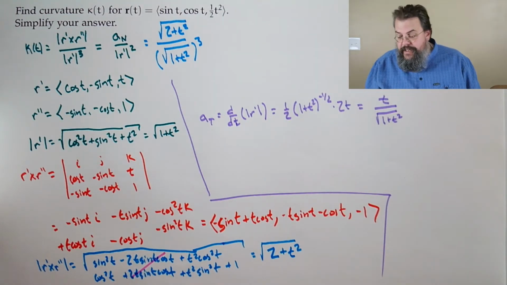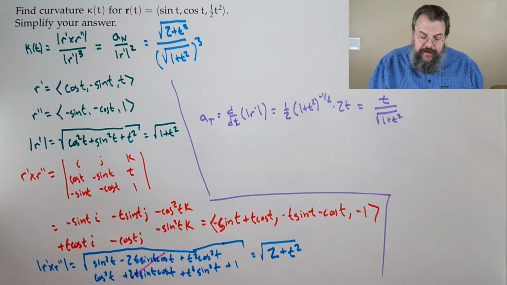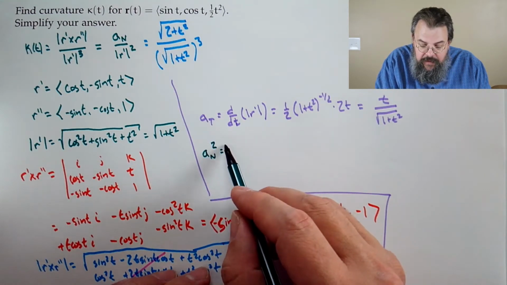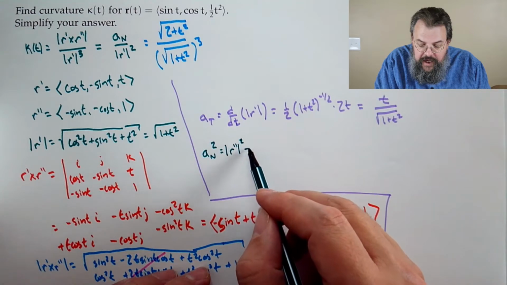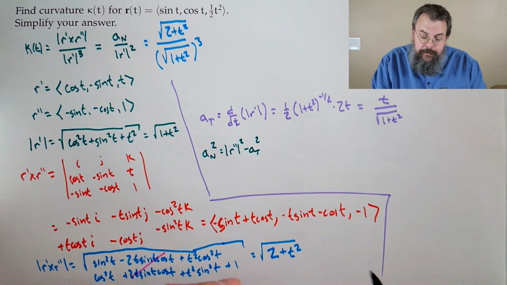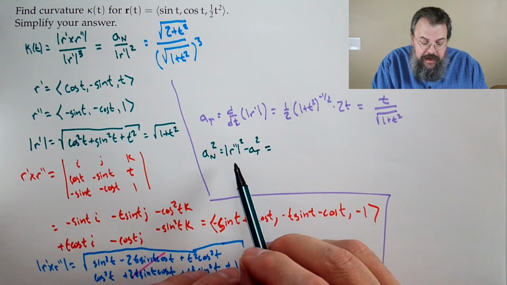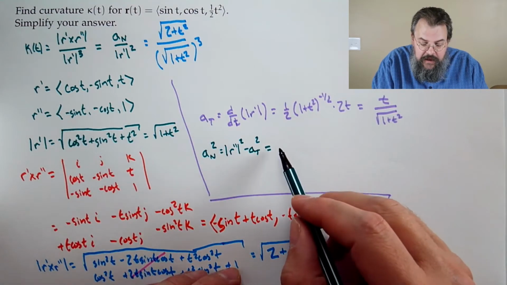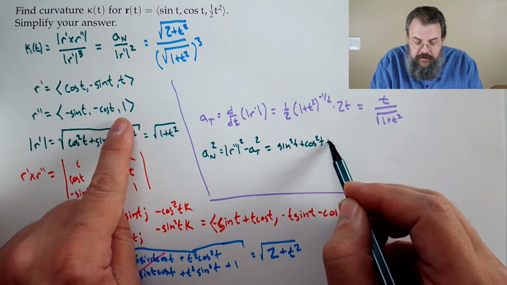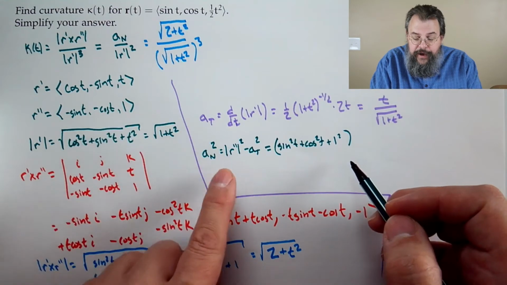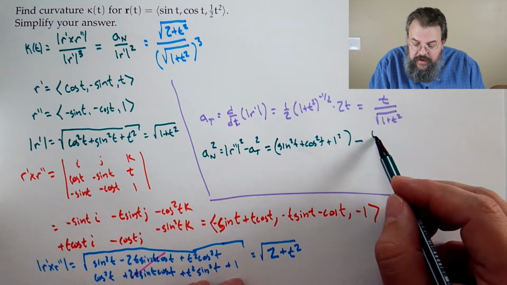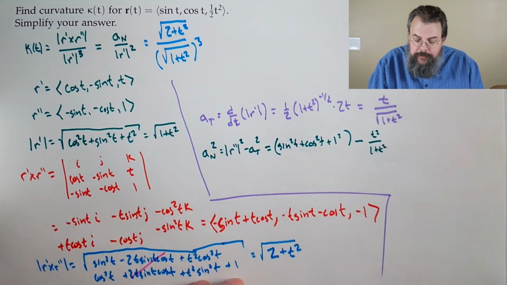Now, the next thing is you say what? Well, we have that a sub n, quantity squared, is equal to the magnitude of r double prime squared minus a sub t squared. All right, well, we know these things. We can figure it out because we have r double prime, so we just take the magnitude of that. Well, it'll be sine squared plus cosine squared plus 1 squared. Okay, that's our magnitude of r double prime squared. Subtract, now we square that. T squared over 1 plus t squared.